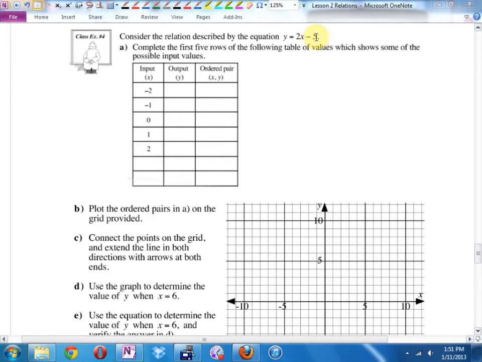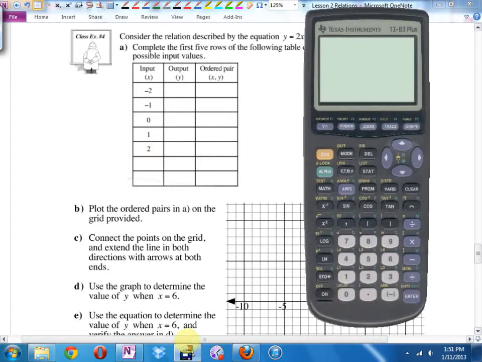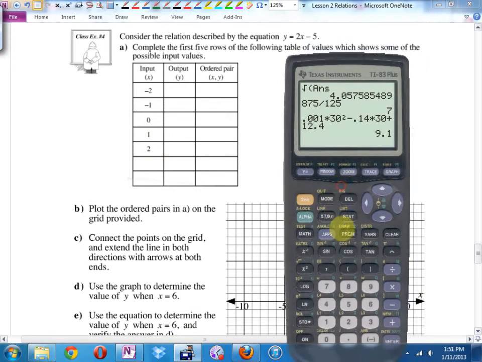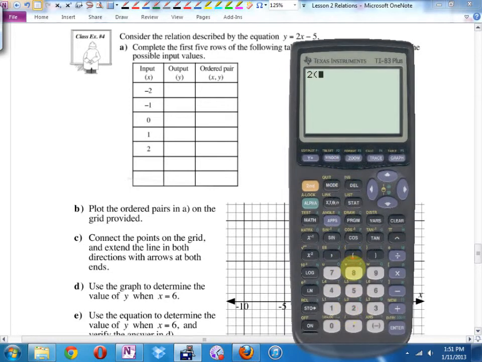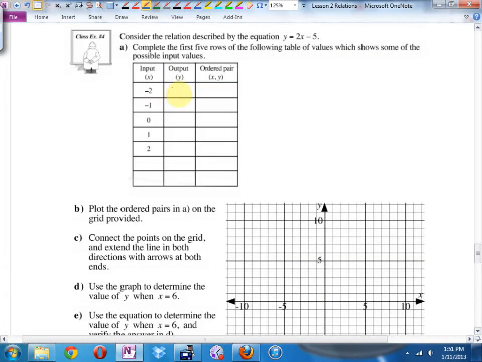So what we're going to do is input for that x each of these. You can either do these in your head or with a calculator. I'll do it on a calculator just so you can see what we're doing. So the equation is as follows. 2 times x. What's the first x value they want me to use? Minus 5. When I input a negative 2, what's the output value? As an ordered pair, negative 2, comma, negative 9 is on that graph, is part of that relation.